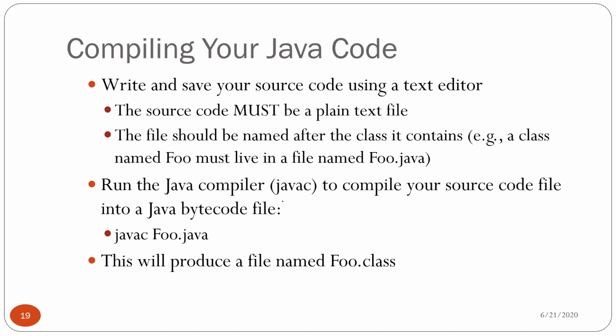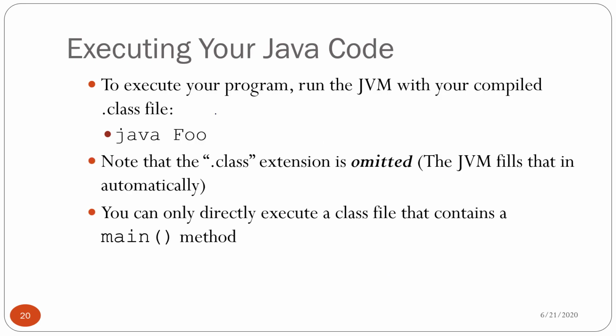Run the Java compiler, javac, to compile your source code. So if you call your class foo, then you should save the file as foo.java. And in order to compile that, you should use javac foo.java. This will produce the bytecode with the name foo.class. Then when you have to run this program, you need to call the JVM. And how do we invoke the JVM? You should say java foo, and your program would run. Note that the .class extension is omitted.